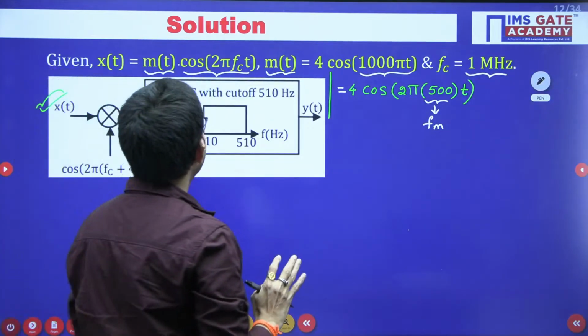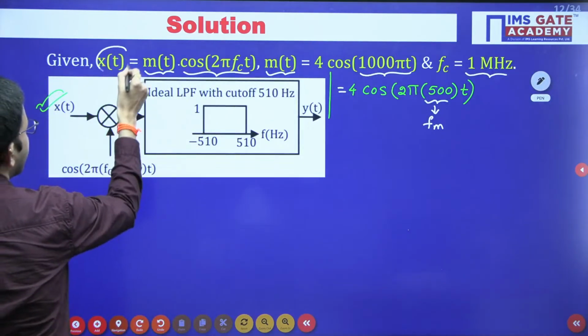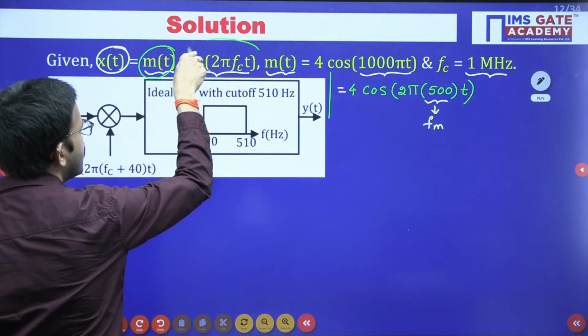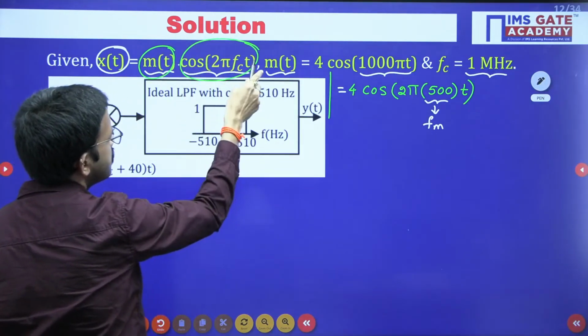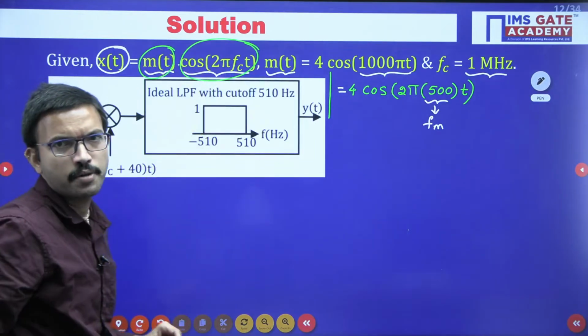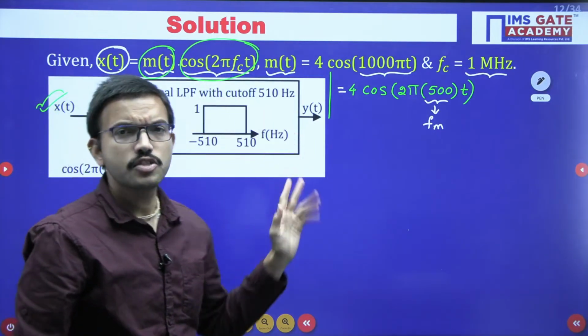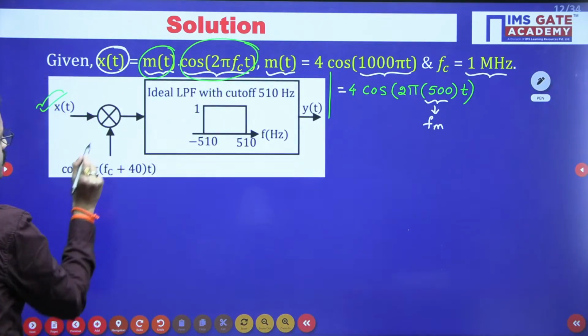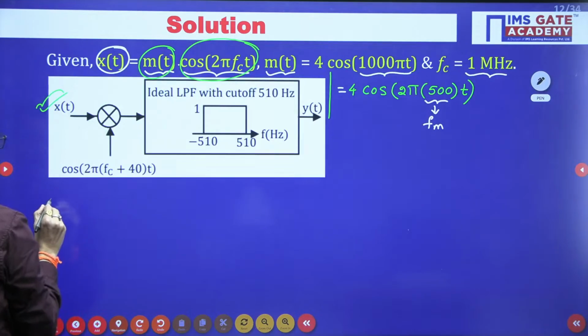Now regarding x of t, we are multiplying 2 signals: one is the message signal, another one is the carrier signal. We are multiplying in the time domain. Then you will get 2 frequencies. What are those 2 frequencies? I am writing them regarding x of t.